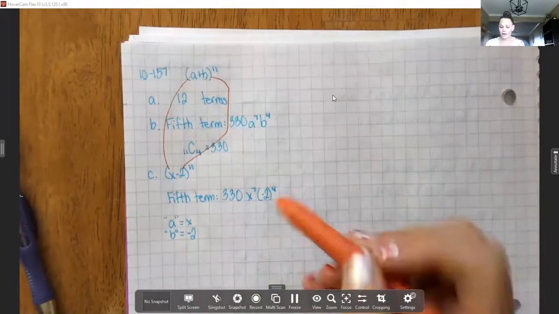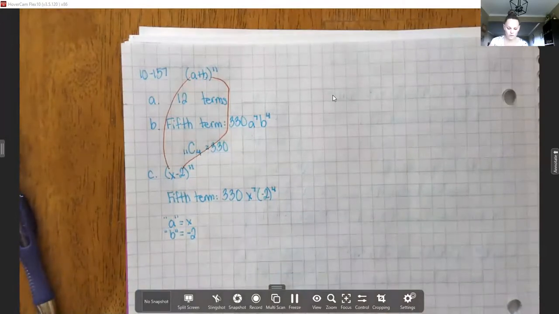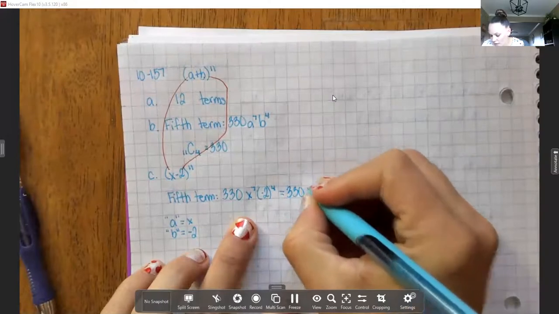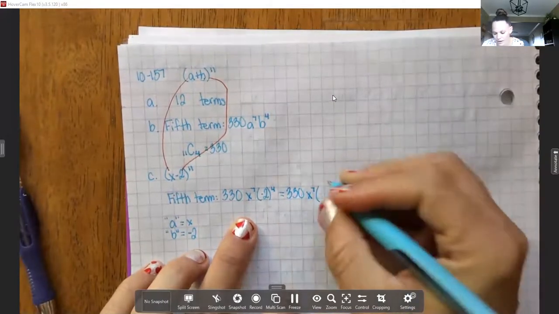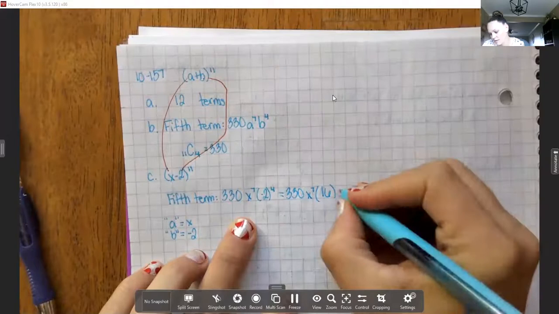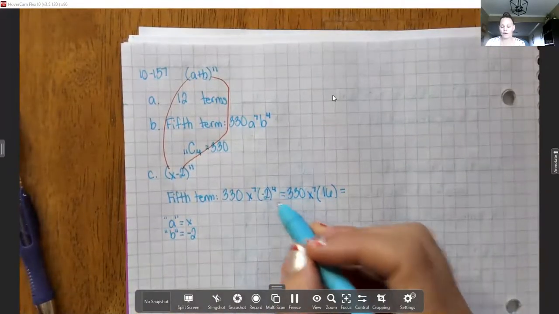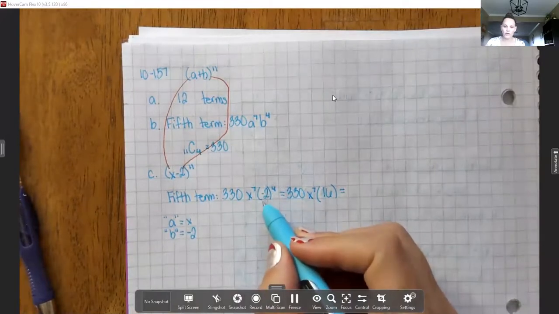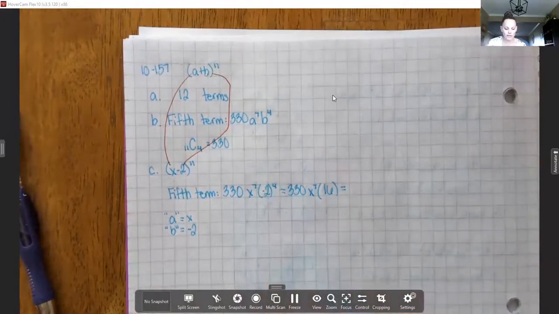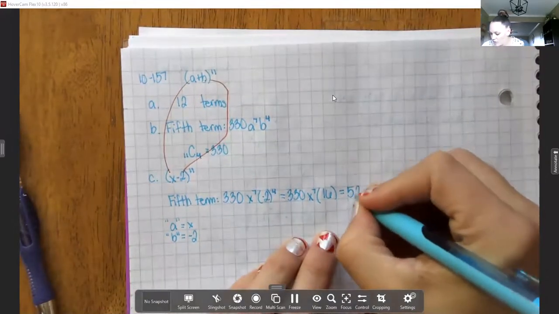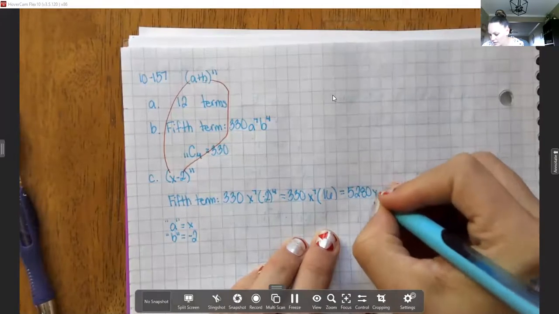So then we need to do -2 to the 4th. So that's the same as 330 x to the 7th times 16. -2 to the 4th we know is -2, -2, -2, -2, so it becomes positive. Make sure if you plug this into your calculator, you do your parentheses, and then 16 times 330 is 5,280 x to the 7th.